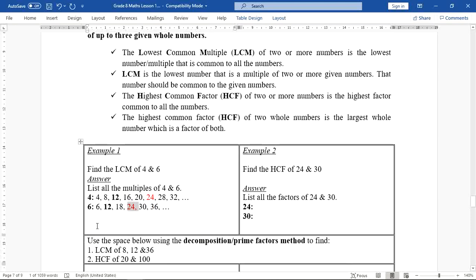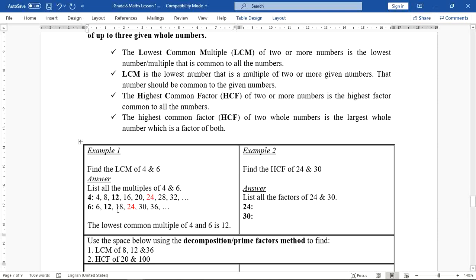So we can say now the lowest common multiple of 4 and 6 is number 12. It is a common multiple to both of them and is the lowest one. We could not take 24, although it's common to both of them, because it is not the lowest. So we should take the lowest all the time.